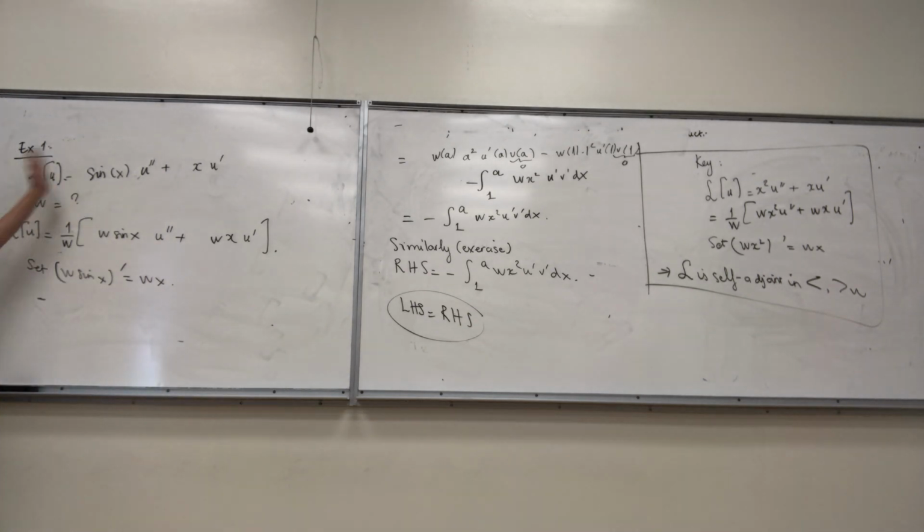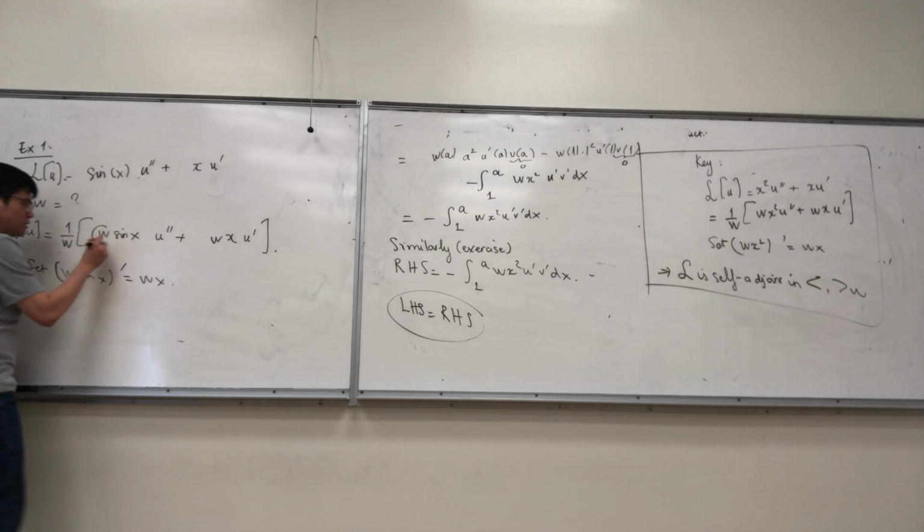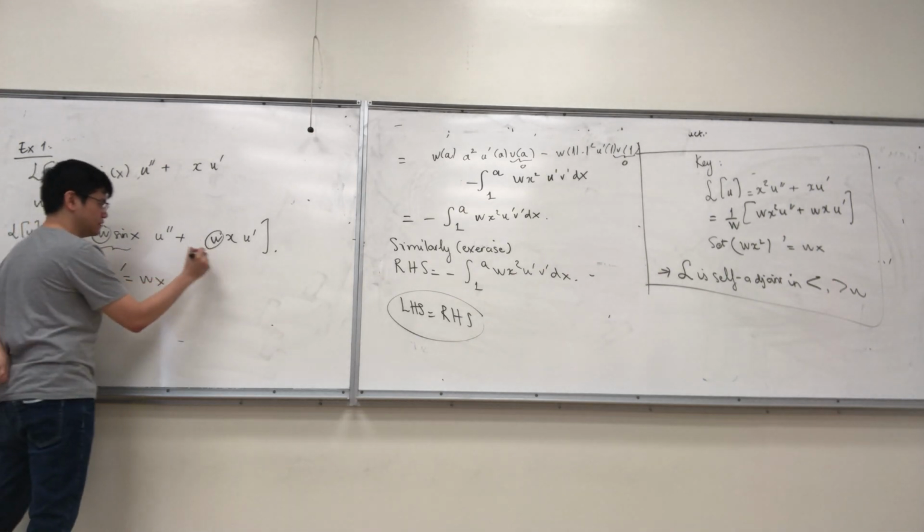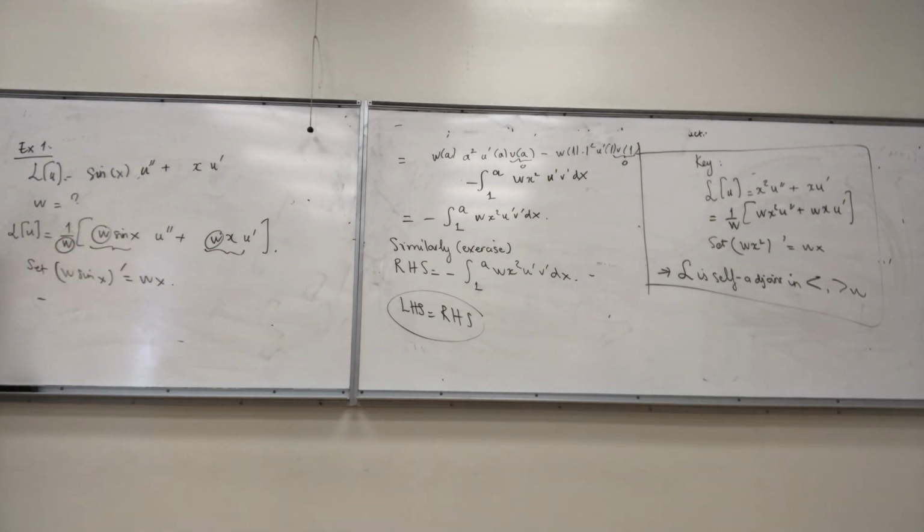So the key idea is what? This is the operator, right? You multiply w to both sides, you multiply w here and here, and of course you have to divide by w. Now after multiplying, you just set this derivative equal to this one. So you're going to set w sinus x prime equal to wx. So how do I solve this equation? Separable. I solve this by separable, right?